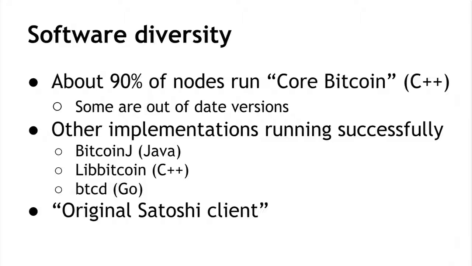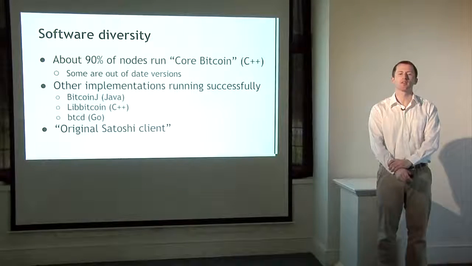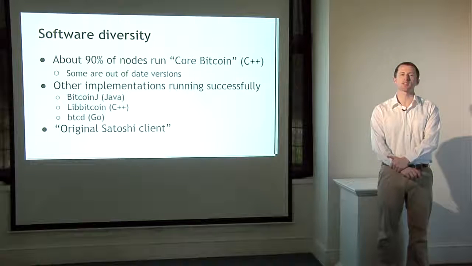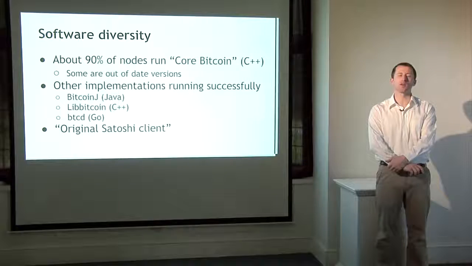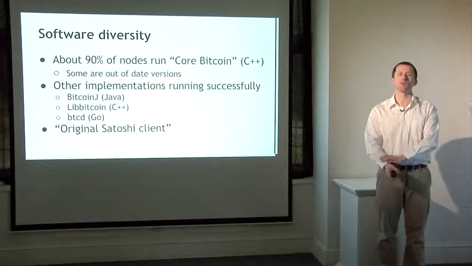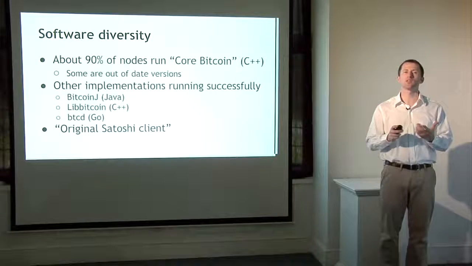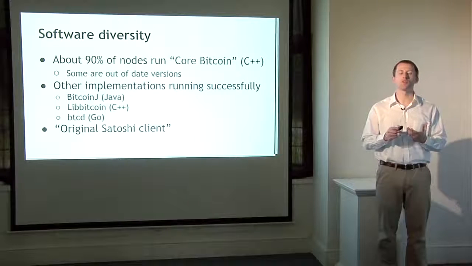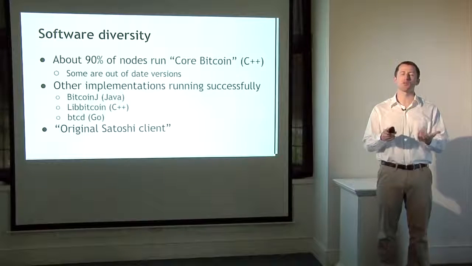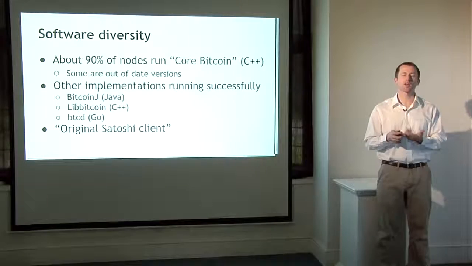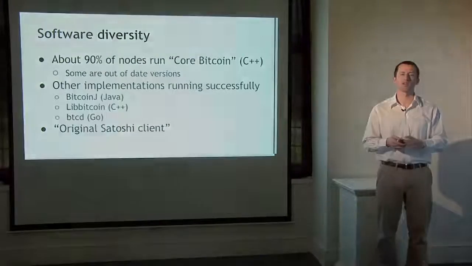There's also one other client which people are quite curious to study, although it isn't actually run anymore, which is the original Satoshi client. So this is the code that was written with the very first version of Bitcoin that was released. As far as I know, nobody is running that on the actual network anymore. Famously, the code was very bizarrely written, very brilliantly written in a lot of ways, but also very difficult to maintain. So that client is basically a historical curiosity now.